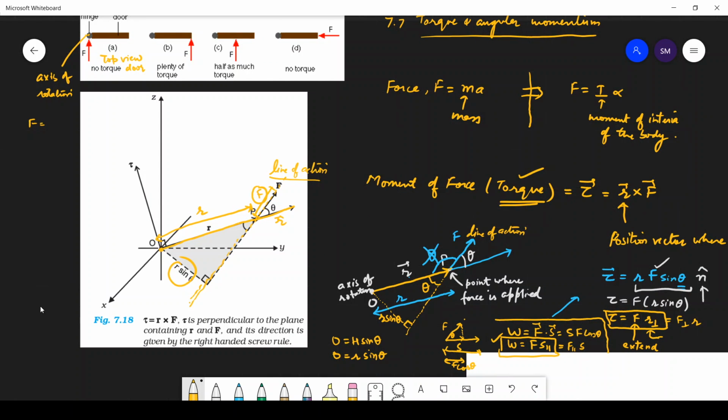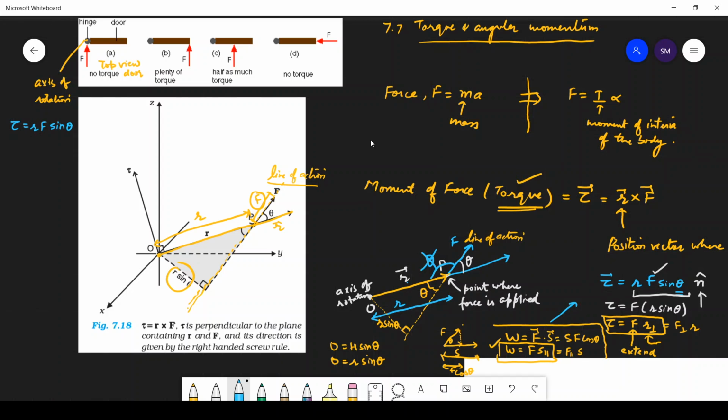Because here we have rotation. The formula of torque we have is tau equals R F. Let us write only the magnitude. Direction doesn't matter; it is perpendicular to the plane containing R and F. So in case A, the door will not move.